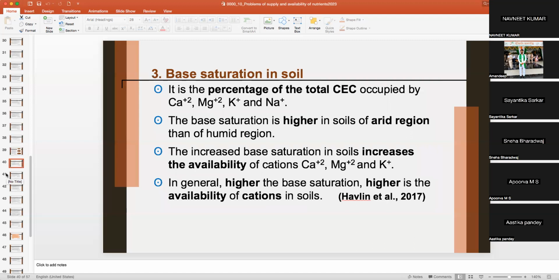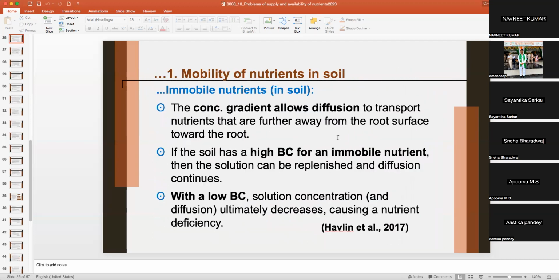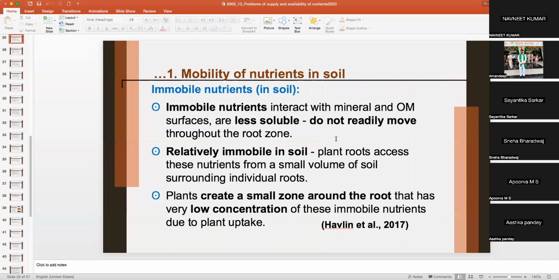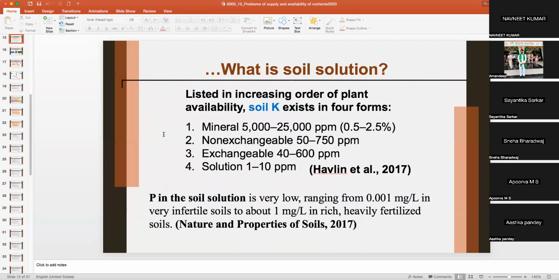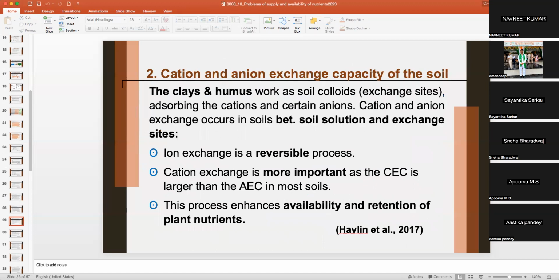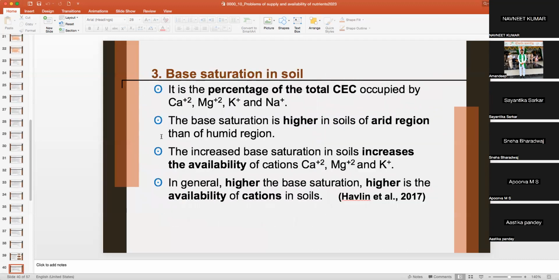Now, the third property is base saturation in soil. Up to now, you have seen two properties. The first property was mobility of nutrients in soil that will affect the availability of the nutrients, or factors influencing supply. The third one is base saturation. Now, do you know what base saturation is? It means the percentage of the total cation exchange capacity, or total cations, that are occupied by calcium, magnesium, potassium, and sodium.